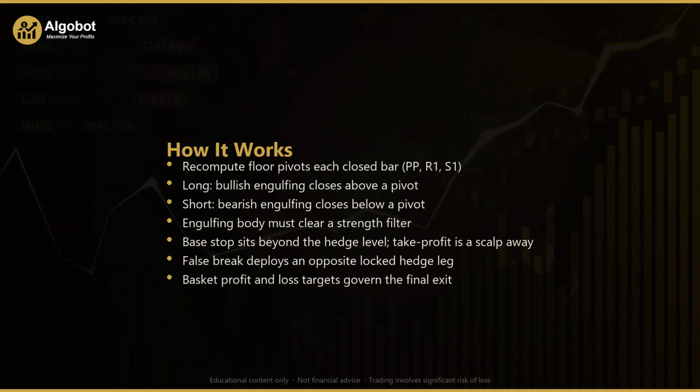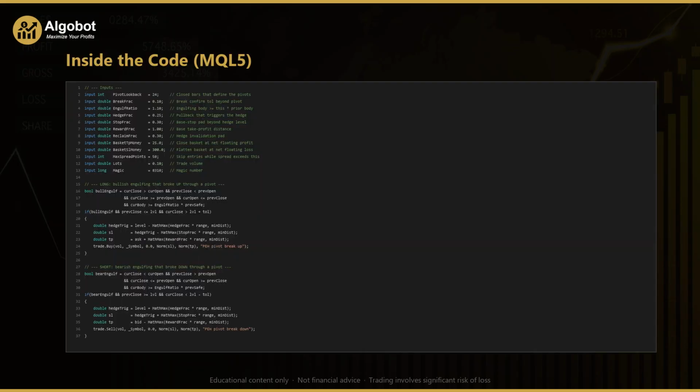While a single base leg is open, if price travels back across the broken pivot by the hedge fraction, the breakout is judged false, and the expert advisor opens an opposite, locked leg to ride the snapback. From that point, exits are governed by the basket. Once net floating profit across all legs reaches the basket profit target, everything is closed. If net floating loss reaches the basket loss limit instead, the expert advisor flattens everything as a hard ceiling on risk. Let's look at the actual MetaTrader 5 code on screen.